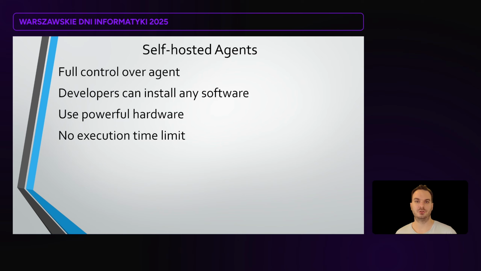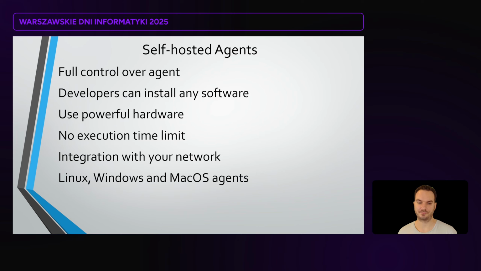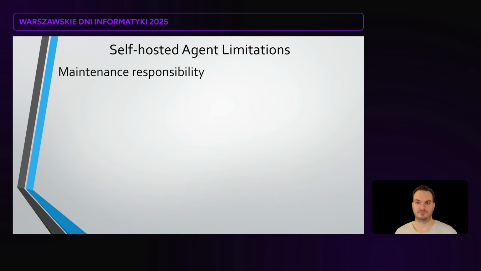And there's also no execution time limit. So if you have very long running tasks, or maybe you have millions of tests that run overnight, then you don't run into an execution time limit, so they can run all night long if they have to. And since you have full control over the OS, you can integrate them easily with your own network and then have deployments over private connections and don't have to rely on the internet. And again, since you can select whatever OS you want, you can select any version of Linux, Windows, or Mac OS. And again, not everything is perfect, so there are some limitations.